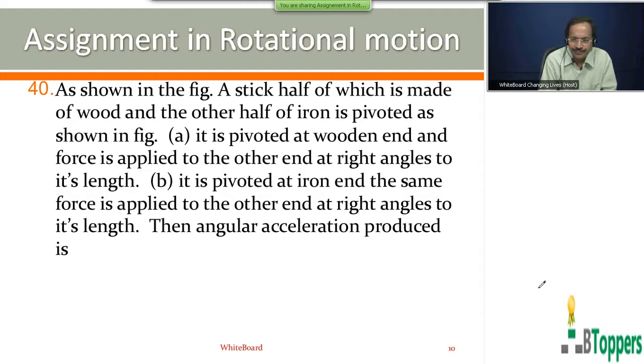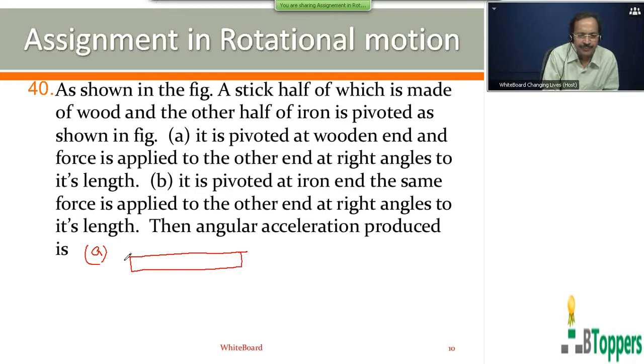See the question number 40. Actually, the figure comes in the next slide. As shown, the figure stick, half of which is made of wood and the other half of iron, is pivoted as shown. The first figure is pivoted at the wooden end and the force is applied to the other end at right angles to its length. So here it is pivoted at the end on the left side.